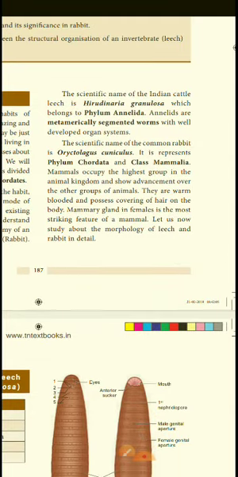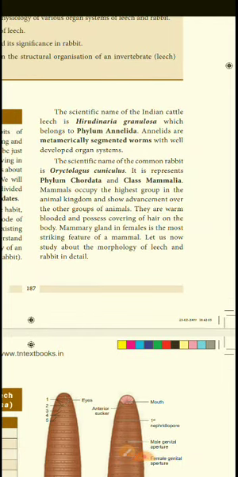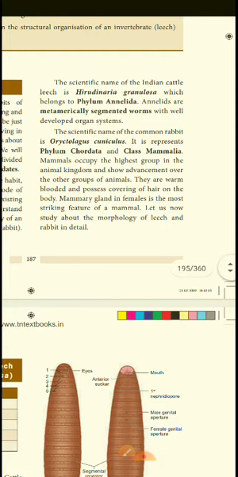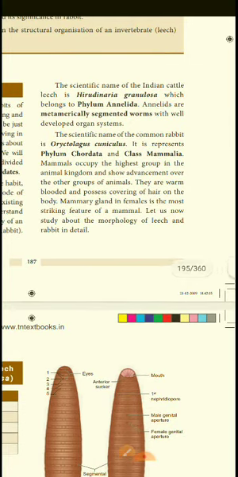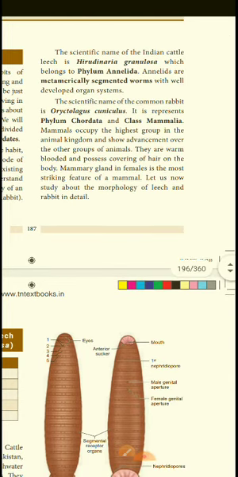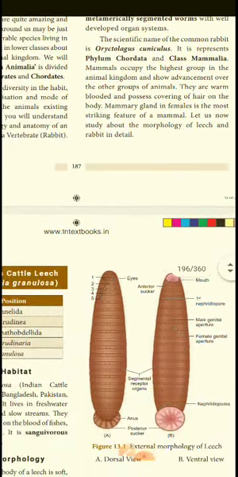The scientific name of the common rabbit is Oryctolagus cuniculus. It is in phylum Chordata, class Mammalia. Mammalia occupy the highest group in the animal kingdom, an advancement over other groups of animals. They are warm-blooded animals, and the body is covered with hair. Let us now learn the morphology of the leech and rabbit in detail.